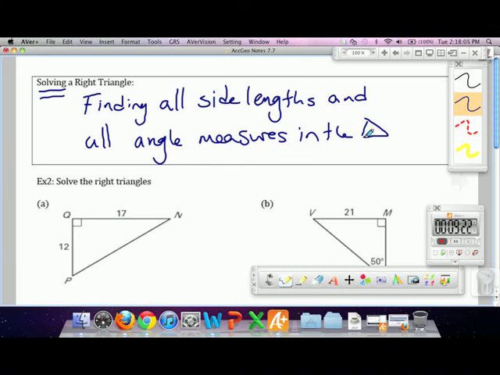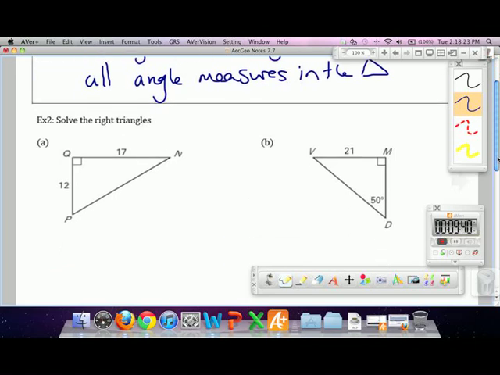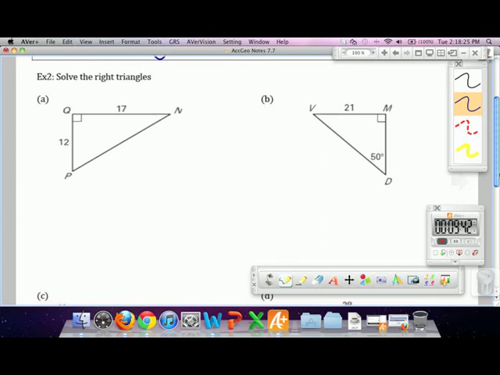How are you going to find the angle measures? How about the inverse trig functions? Just what we did before. Use the inverse trig functions. Okay. So, let's solve a right triangle together, and then you guys can finish solving the rest.